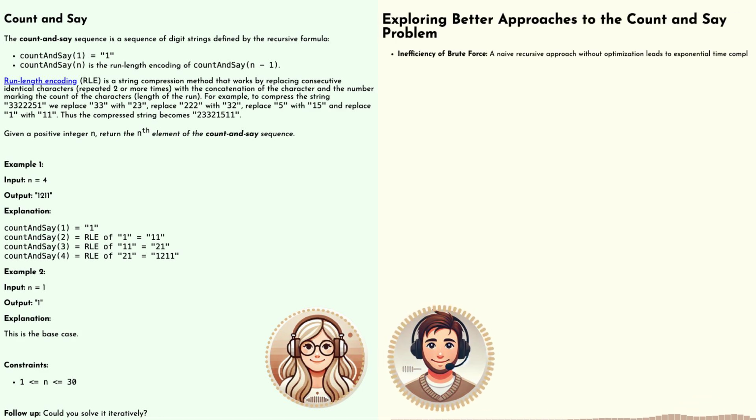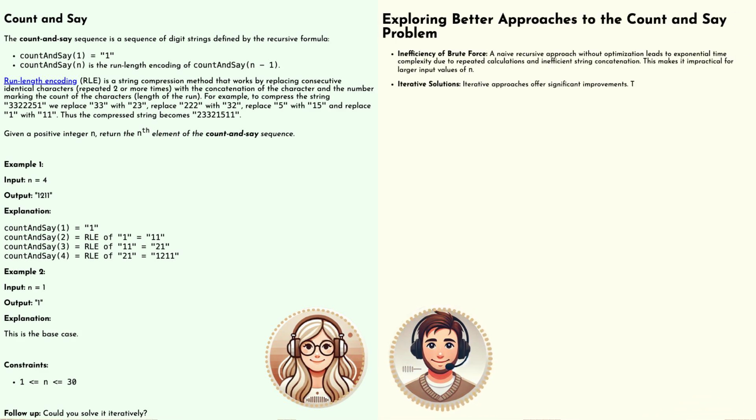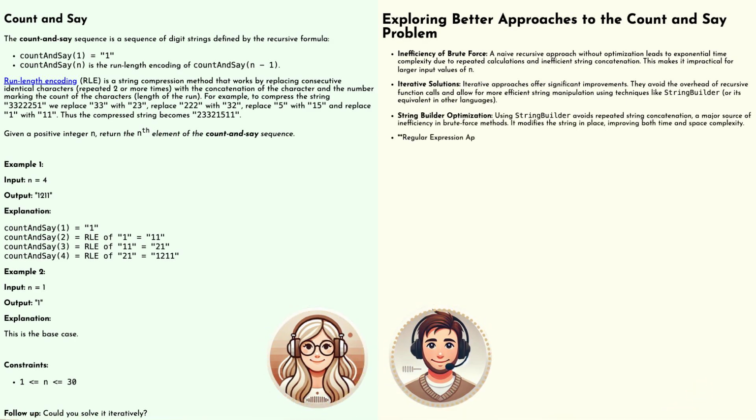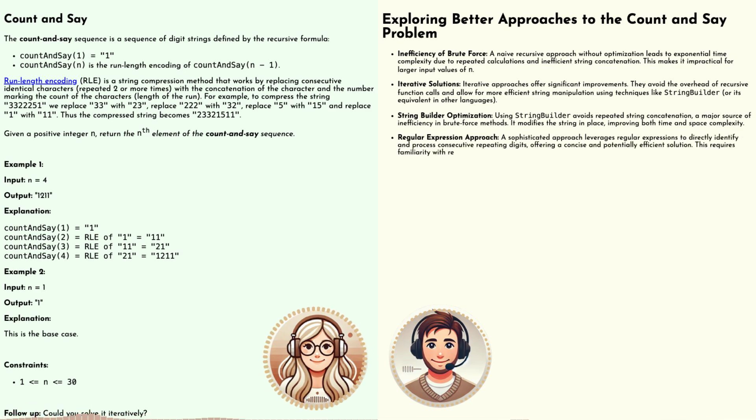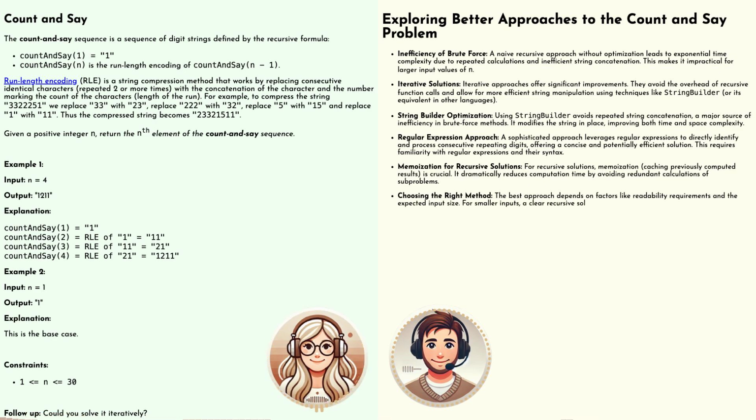So brute force is out. What are some better ways to do this then? What if we want to avoid those performance traps? Well, there are definitely some more elegant approaches out there. Okay. Let's just think about what we're doing here. We're going through the string, we're finding groups of digits that are the same, and then we're describing those groups. Any thoughts on how to make that better?